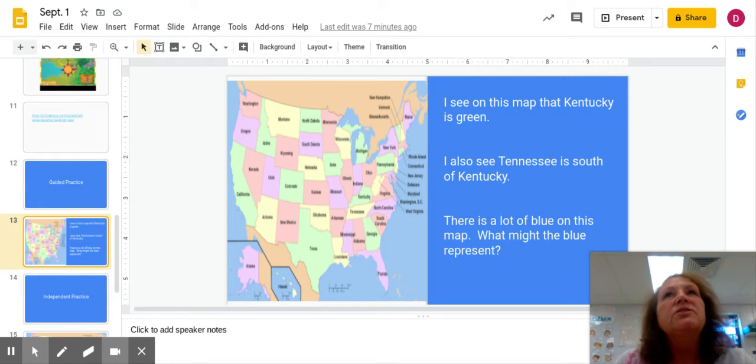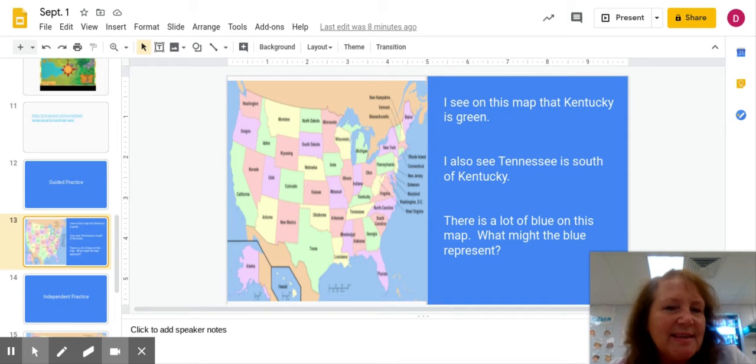The next slide is just me looking at a map, and I want to share my thinking with you. If I look at the map, the first thing that I see on the map is that Kentucky is green. I also see Tennessee is south of Kentucky. Some of you might have traveled to Tennessee at some point in your life. You traveled south if you went to Tennessee.